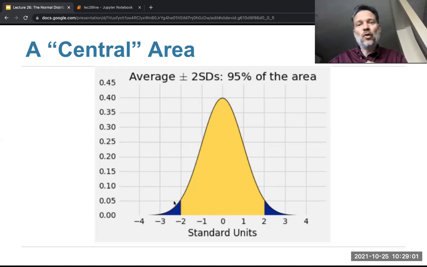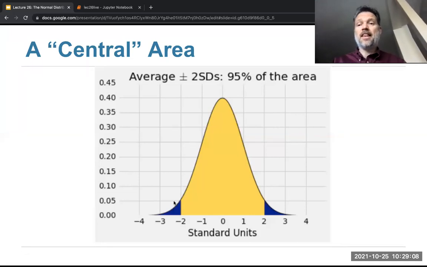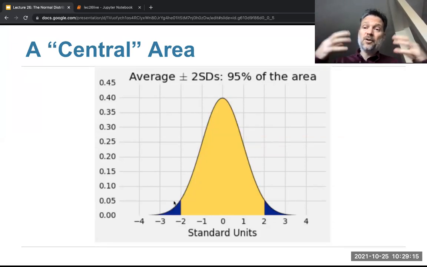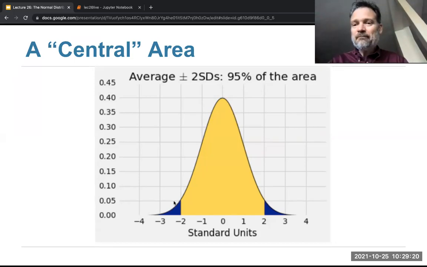And the answer for the normal distribution is about 95% of the values will be between -2 and +2 in standard units. So if the score on the midterm had a normal distribution, and I told you the mean and the standard deviation, then it would follow that 95% of the class are getting a score that's between the mean minus 2 standard deviations and the mean plus 2 standard deviations.